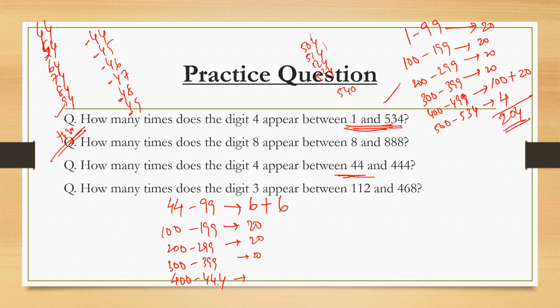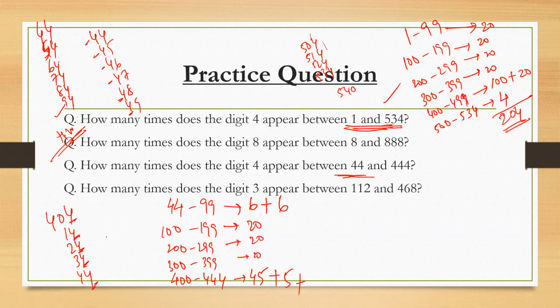Here there is a 100 component. That means how many times does it appear in the hundreds place? 444 minus 400, that is 44, plus 1, 45. Plus again we are concerned about the digit appearing in the units place. So 404, 14, 24, 34, 44. 1, 2, 3, 4, 5, 5.